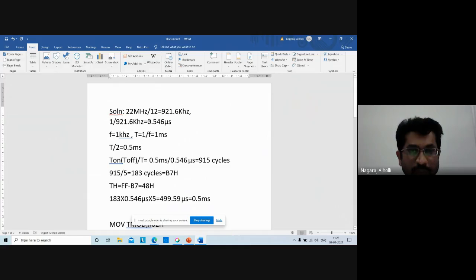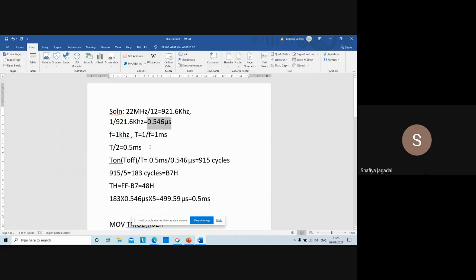Now, what is meant by 0.546 microsecond? It means the timer will count for every 0.546 microsecond of the clock period. So every 0.546 microsecond, the timer will count. Getting the point here? Any doubt here, Shafia? No, sir. Understanding, yes, sir.